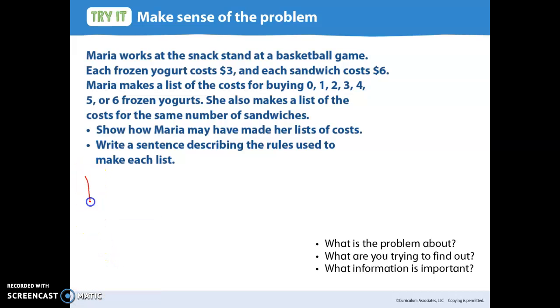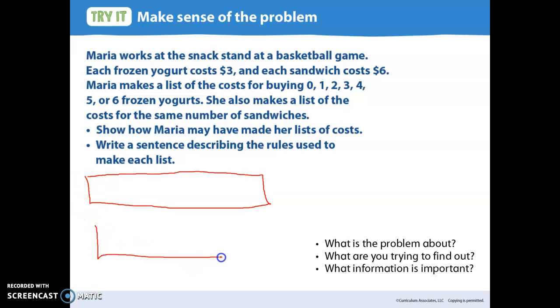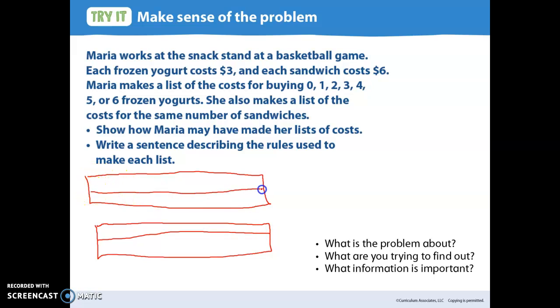So I want you to draw your charts. You're going to need 2 of them because we're talking about sandwiches and we're talking about yogurts. So 1 chart for sandwiches and 1 chart for yogurts. Okay, and then I want you to separate it out, neater than I did probably, and fill in your chart. So if you have 0 yogurts, that would cost 0. And then if you had 1 yogurt, what would that cost? And then just keep filling in your charts. Okay, so go ahead and take a second and do that with both charts. You need to do 1 for yogurt and you need to do 1 for your sandwiches, okay?